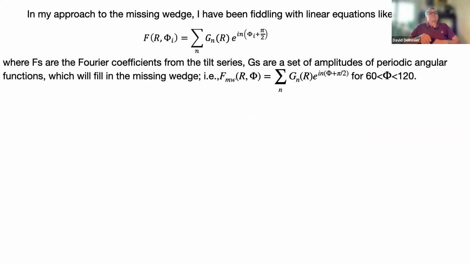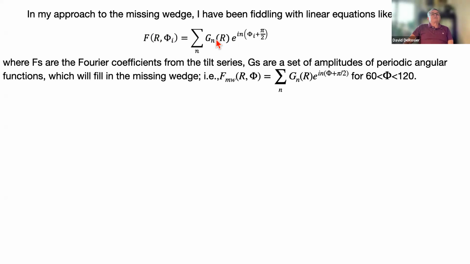So my approach is to try to do something that's linear, where you do understand what you do. And this is my first simple example. Here is the data you have collected from the tilt series at a particular reciprocal radius, and this is the angle of the tilt. And we're going to say that it can be derived from a series of essentially periodic functions, these e to the i n phi, and some complex amplitude that weights it.